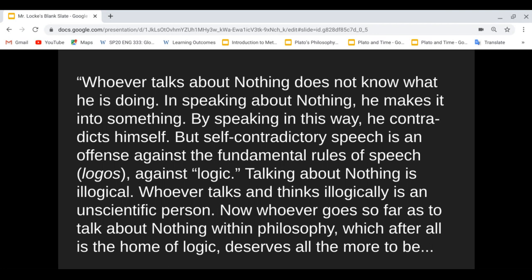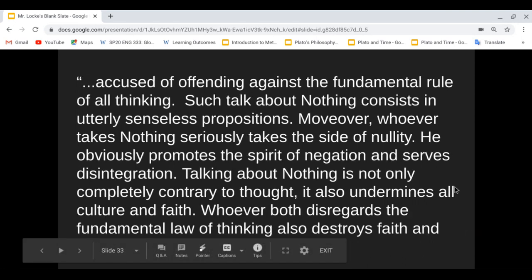Okay, let's continue. Whoever talks about nothing, Heidegger says, does not know what he is doing. This is from, the last quote was from his book, Pathmarks. This is from Introduction to Metaphysics. In speaking about nothing, he makes it into something. By speaking in this way, he contradicts himself. But self-contradictory speech is an offense against the fundamental rules of speech, or logos, against logic. Talking about nothing is illogical. Whoever talks and thinks illogically is an unscientific person. Now, whoever goes so far as to talk about nothing within philosophy, which after all is the home of logic, deserves all the more to be accused of offending against the fundamental rule of all thinking.